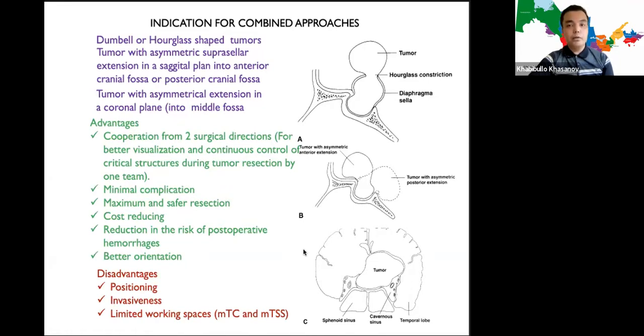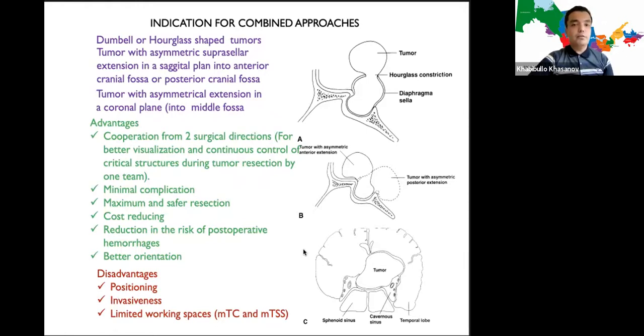It is also accompanied by lower cost, because everyone knows that two separate surgeries cost too much money. So it is cost reducing. There is also a reduced risk of postoperative hemorrhage, especially from pituitary adenomas, when you use a transcranial approach alone or an endoscopic transsphenoidal approach alone. With giant pituitary adenomas, postoperative hemorrhage from residual tumor can occur and it is life-threatening. So better orientation is another one of the advantages.